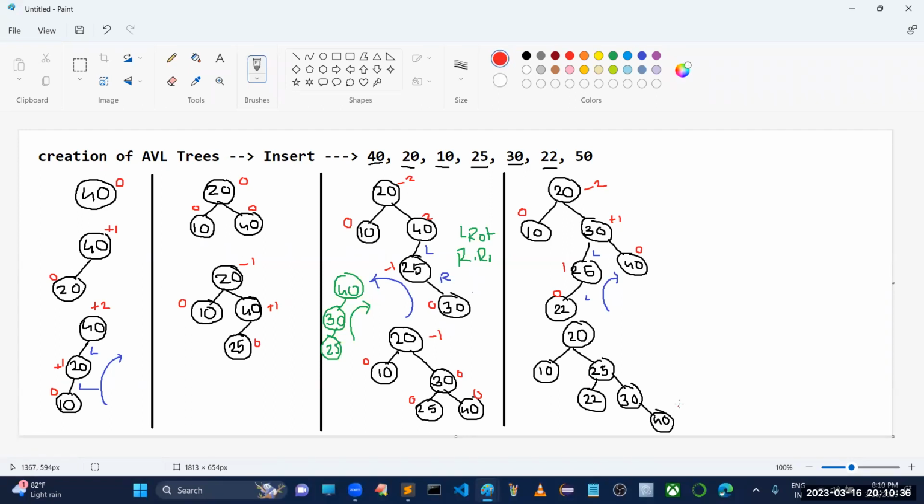So what is the balance factor for 40? 0. For this -1. For this 0. For this -1. For this -2. Sir, by rotating these, we are getting a problem. What is the newly inserted node? 22. It is the left child to this node, the right child. So again we have to apply the LR principle.